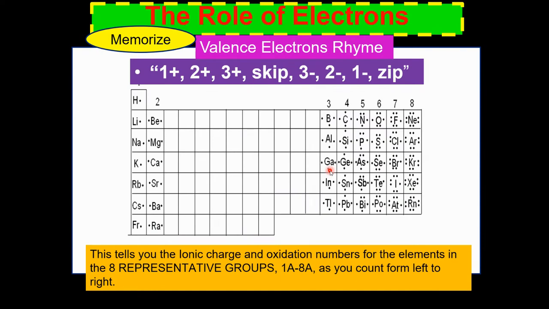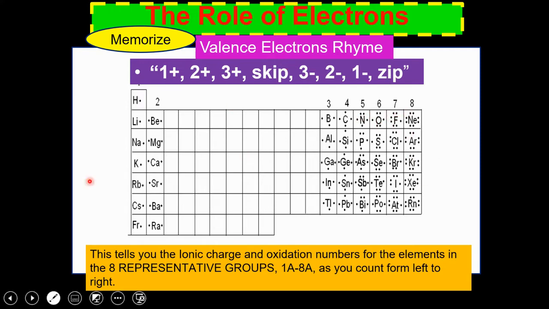All right, this is important. This is going to tell you your oxidation number, and it tells you what ions each of them form. So if we look, group 1 is going to form a 1 plus. So memorize this: 1 plus, 2 plus, 3 plus, skip, 3 minus, 2 minus, 1 minus, zip. I'll say it again: 1 plus, 2 plus, 3 plus, skip, 3 minus, 2 minus, 1 minus, zip.